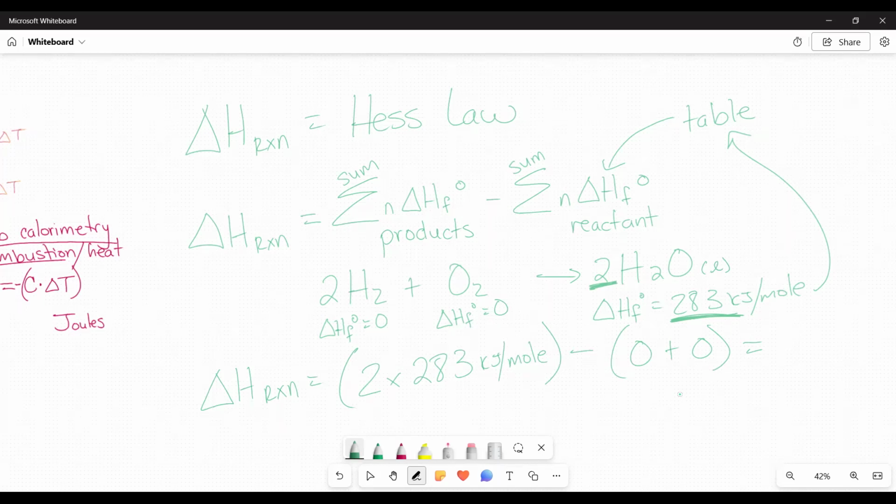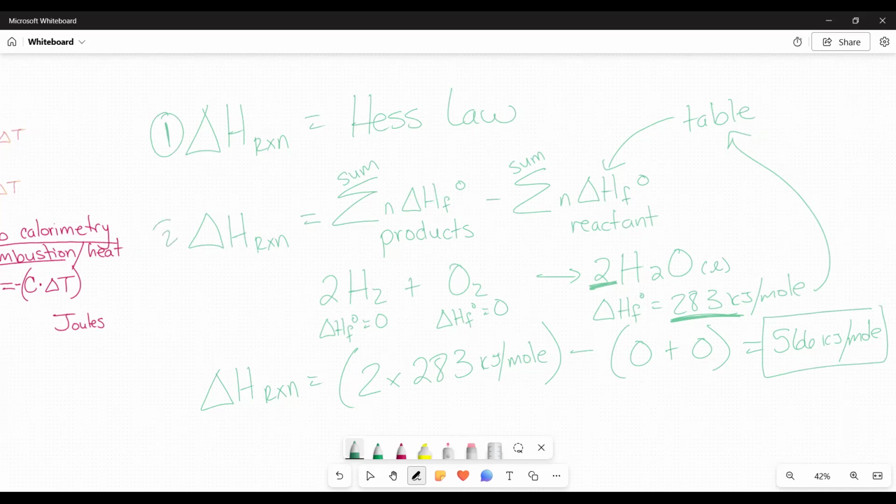So that'd be 566 kilojoule per mole. And the sign matters. So if the heat of formation is negative, you would have a negative sign there and you would put that in your problem. But this one, I'm just making up numbers, it's positive. Okay, so the first way to indirectly measure enthalpy is Hess's law.